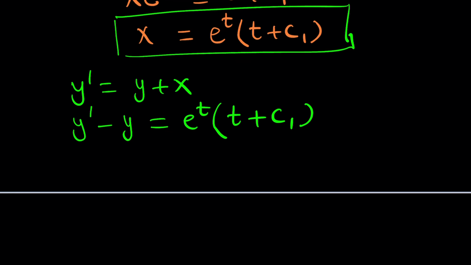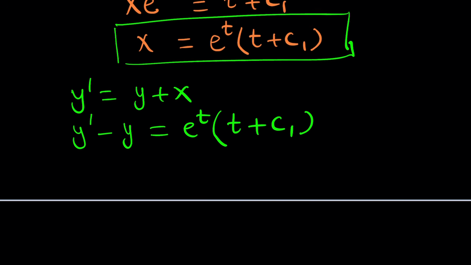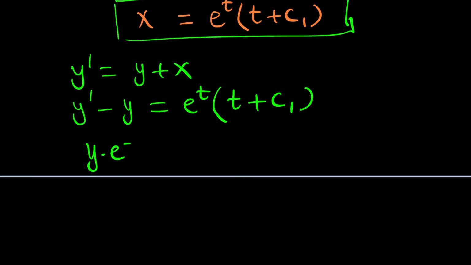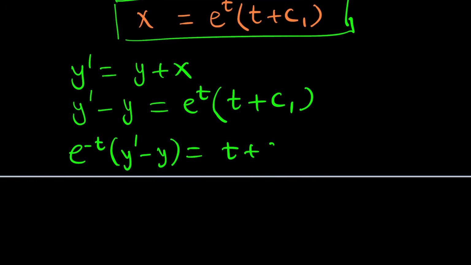Awesome. Now, what are we going to do for this? Again, the same idea. Look at the left-hand side. It's the same pattern with x prime minus x. Now we have y prime minus y. So what's going to happen? This is actually going to be the derivative of y times e to the power negative t, but only after you multiply both sides by e to the negative t. So let's go ahead and do that. And then that'll be exact. And this will be t plus c1.